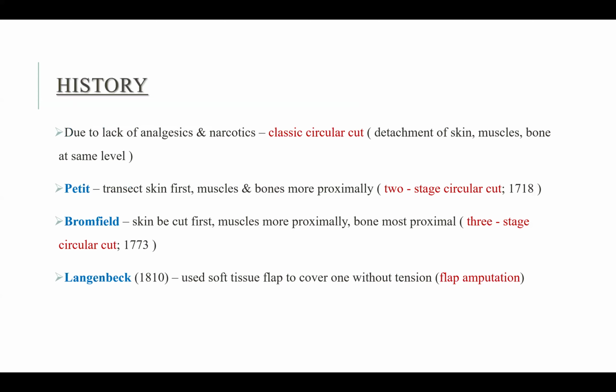Due to lack of analgesics and narcotics, in the olden days, there used to be the classical circular cut. That is, the detachment of skin, muscles, and bone will be at the same level. Then Petit in 1718 developed the two-stage circular cut in which skin is transected first, followed by muscles and bones more proximally. Then Bromfield in 1773 developed the three-stage circular cut in which skin is cut first, muscles more proximally, and bone most proximally. Then Langenbeck in 1810 developed flap amputation in which he used a soft tissue flap to cover the stump without tension.